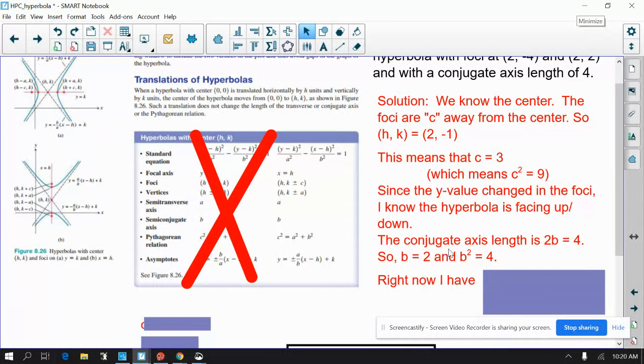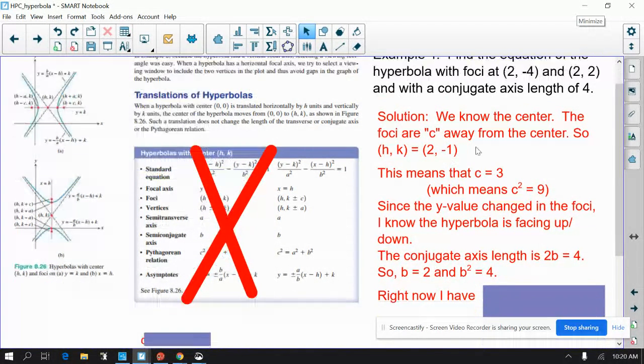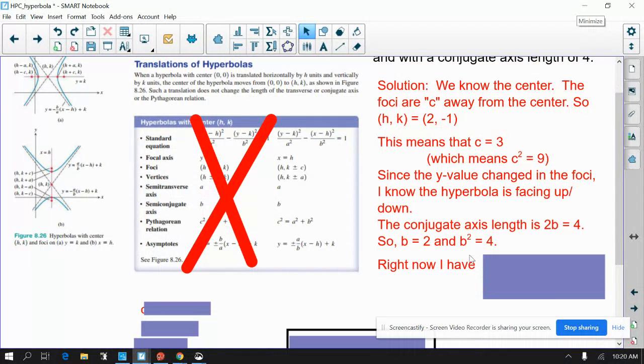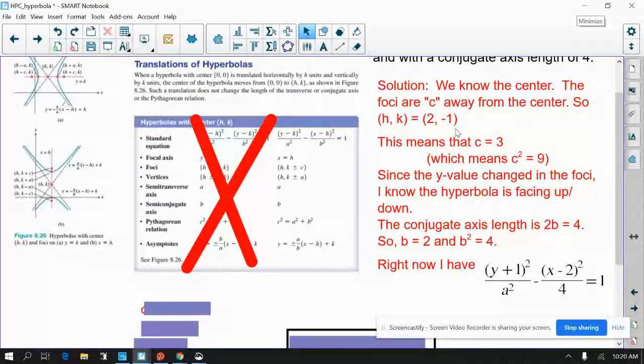So look at what I've got. I want to find the equation. I've got h, I've got k, and I just found out b, which means I have b squared. So I have all of this. Remember, h is the x value of the center, so that 2 needs to go with the x. And the -1 is the k part of the center, so that has to go with y. And I don't know a squared, but I know everything else. So how can I find a squared?